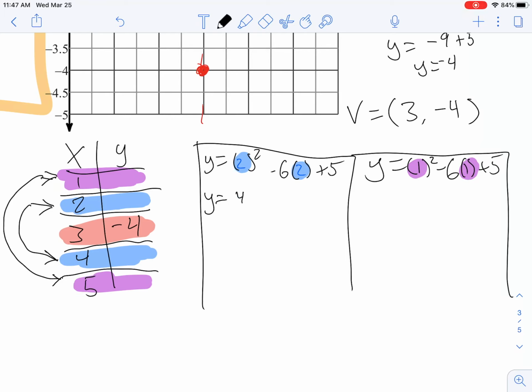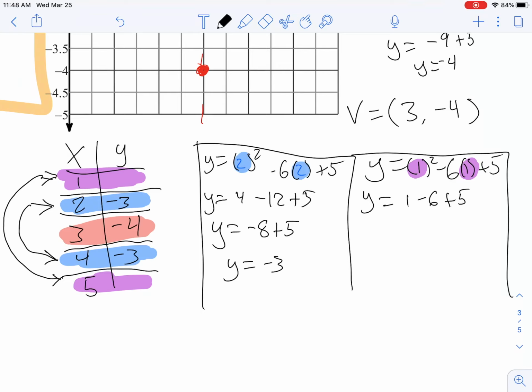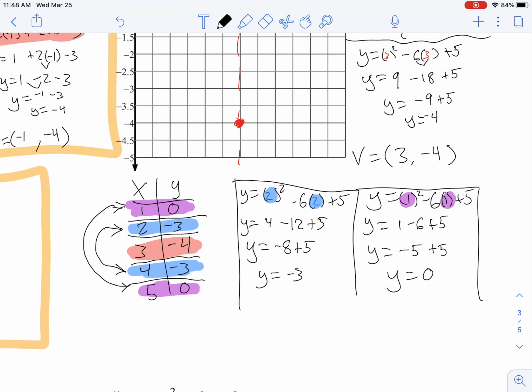2 to the second power is 4. Negative 6 times 2 is negative 12 plus 5. 4 minus 12 is negative 8 plus 5. And negative 8 plus 5 is negative 3. So when I plugged in a 2, I got out a negative 3, and that works for both of those. When I solve for 1, 1 squared is 1, minus 6 times 1, which is a negative 6, plus 5. 1 minus 6 is negative 5 plus 5. And negative 5 plus 5 is 0. So when I plugged in a 1, I got out a 0, and that would be true of both of those.